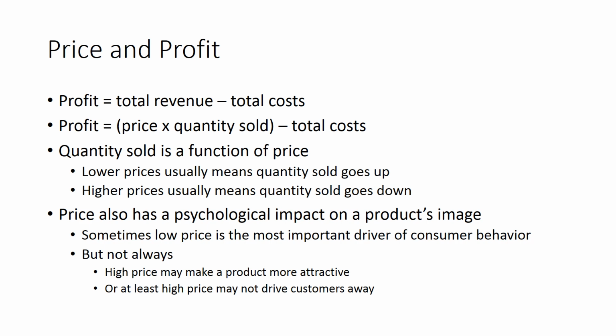But it's not as simple as multiplying price times quantity sold, because price may affect the quantity you sell in complex ways. Economic theory tells us that higher prices cause companies to sell fewer items, and lower prices cause companies to sell more items. In economics, this is called the law of demand, and it means that economic demand curves always have negative slopes. But price also has a psychological impact on a product's image.